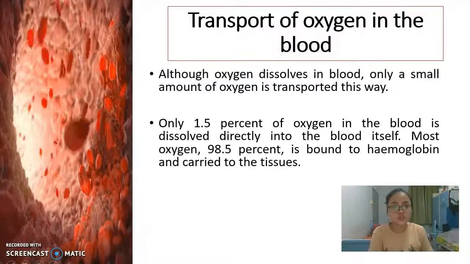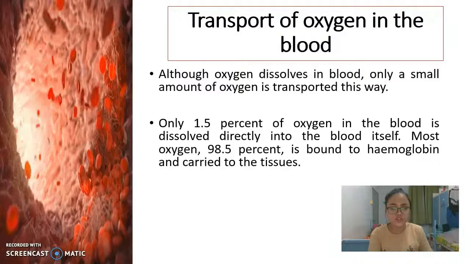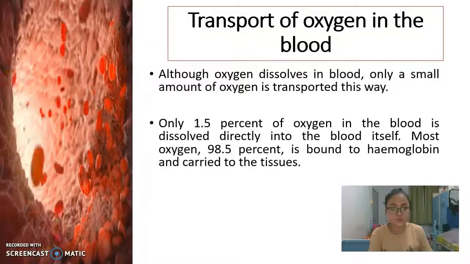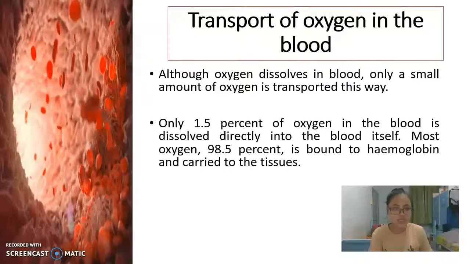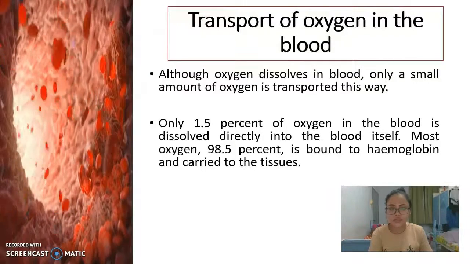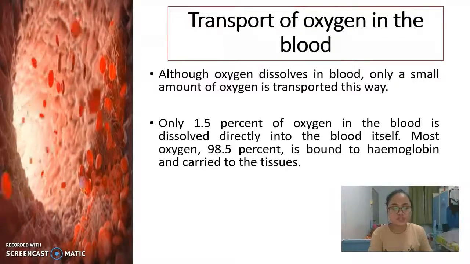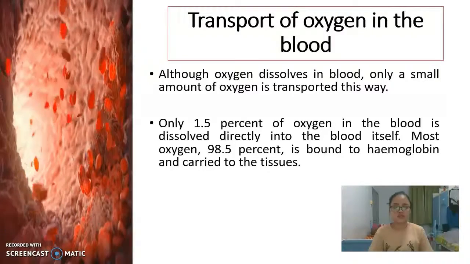The transport of oxygen in the blood. Although oxygen dissolves in blood, only a small amount of oxygen is transported this way. Only 1.5% of oxygen in the blood is dissolved directly into the blood itself. Most oxygen, 98.5%, is bound to the hemoglobin and carried to the tissue.